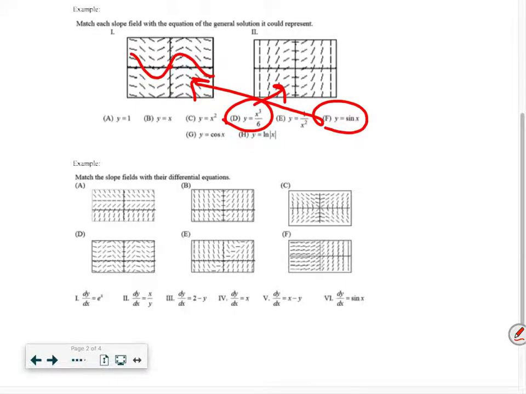Below, I have you matching the slope fields with the differential equation. So I'm giving you the derivatives that you need to match to your slope field. Okay, I'm going to give you 2 minutes to discuss with your pod which ones you think match where. And I will call on you to report, so you better talk to each other.